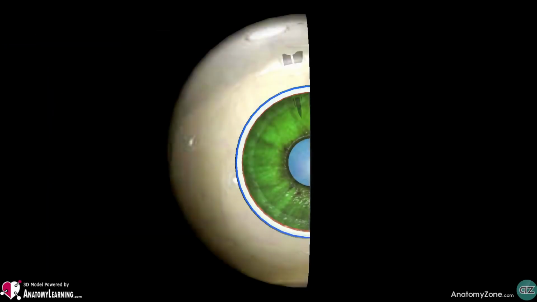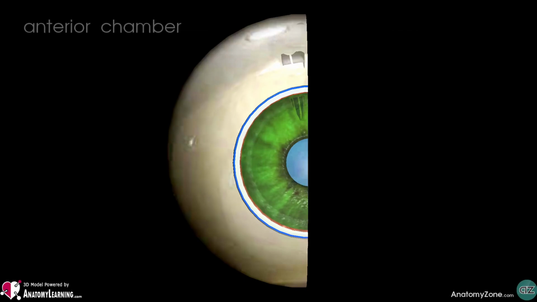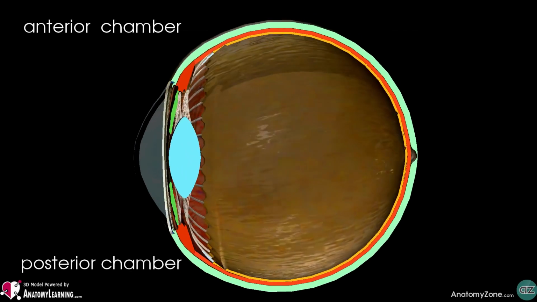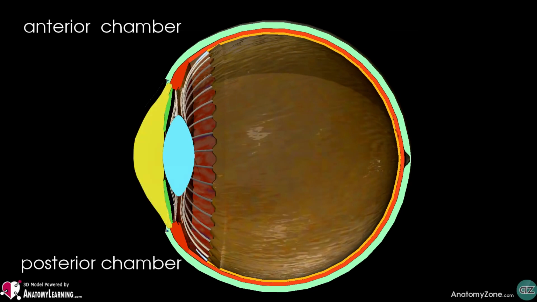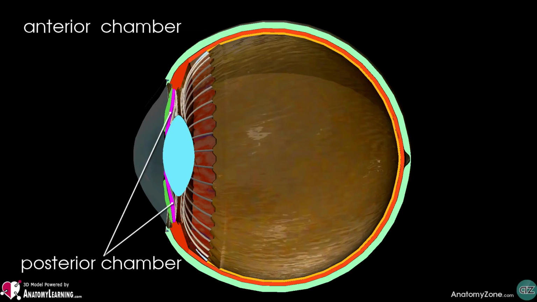There are a few remaining structures to discuss to cover the basic gross anatomy of the eyeball. There are two fluid-filled areas in the eye, known as the anterior and posterior chambers. The anterior chamber is located between the cornea and the iris. The posterior chamber is a small chamber located behind the iris and anterior to the lens and suspensory ligaments. The two chambers are continuous with one another via the pupillary opening.